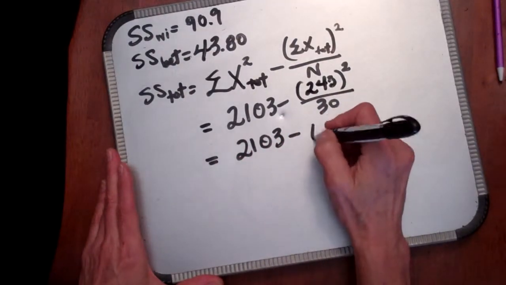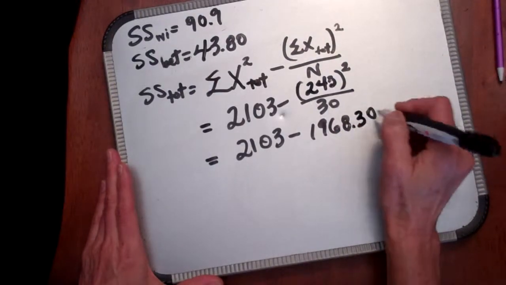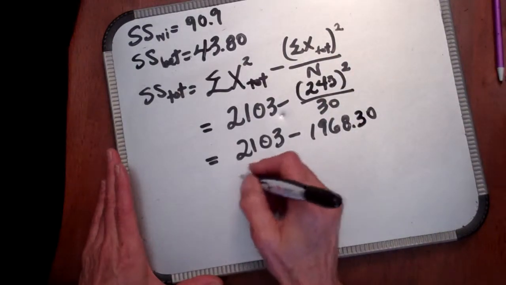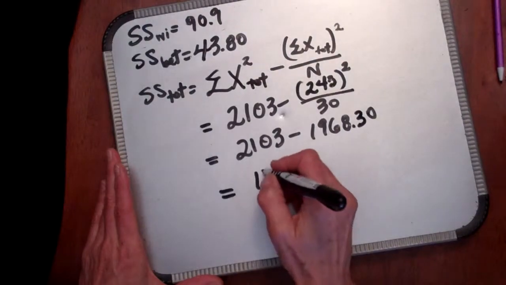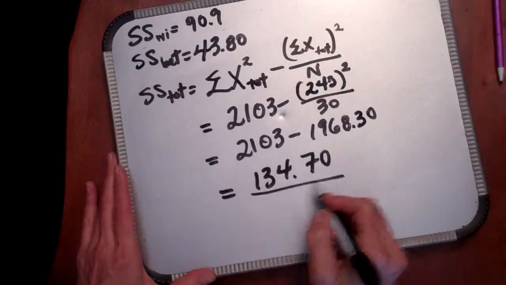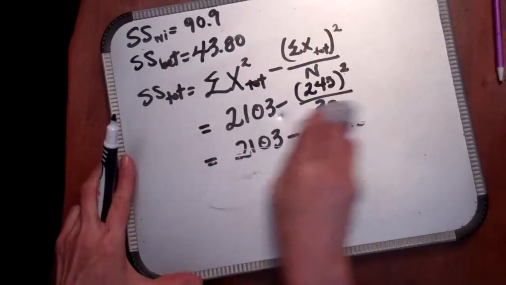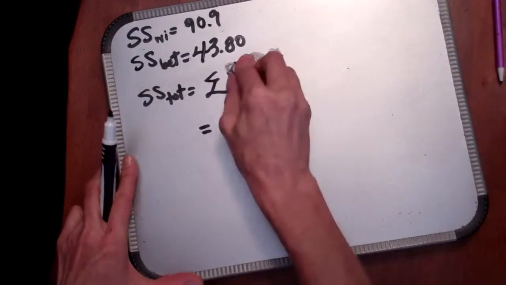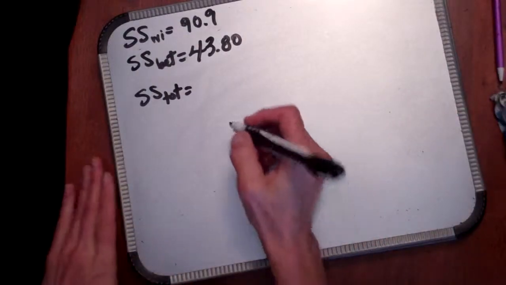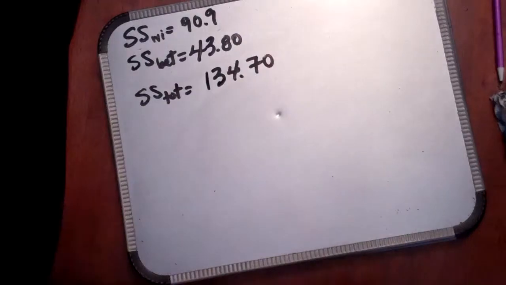2103 minus 1968.30. Notice you figured this already in the previous calculation, so your sum of squares total equals 134.70, right? You see where that came from? Relatively easy calculations, right? It's just a lot of steps. And when you have a lot of steps, it's very, very important to stay very organized. It makes it much, much simpler.